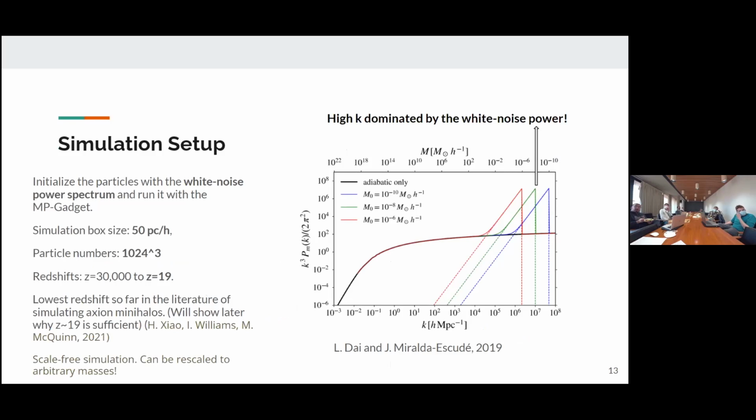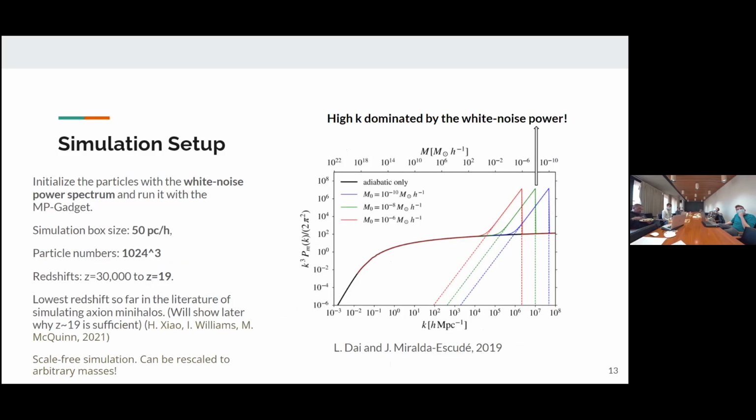And here I will be using N-body simulations, and here is the simulation setup for these axion mini halos. I will initialize the particles with the white noise power spectrum and run it with MP-Gadget.